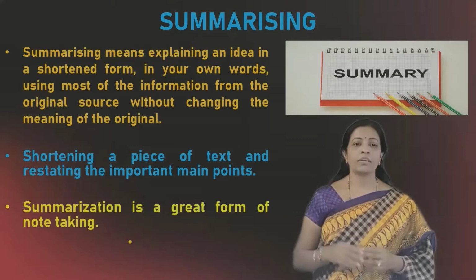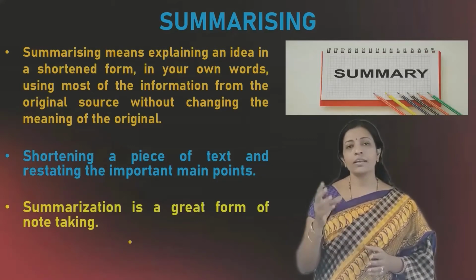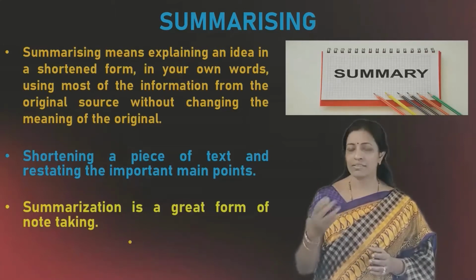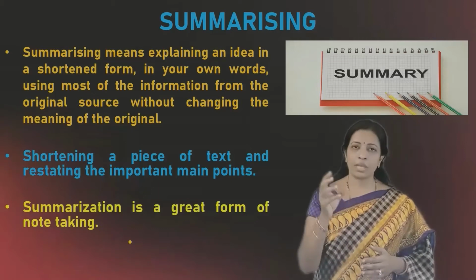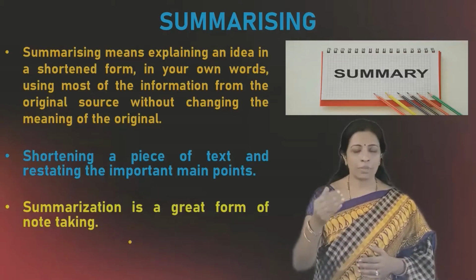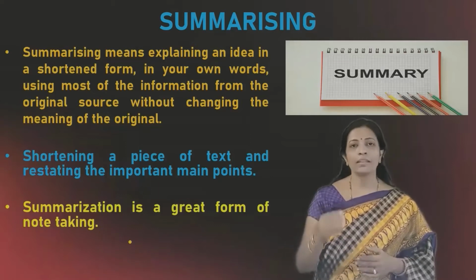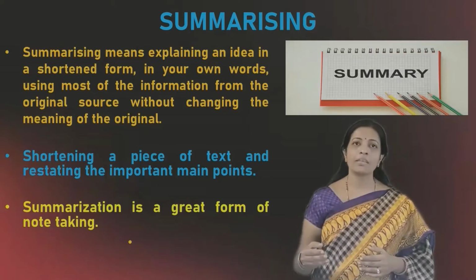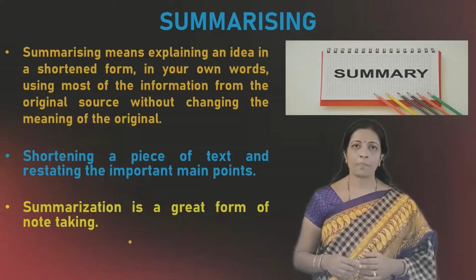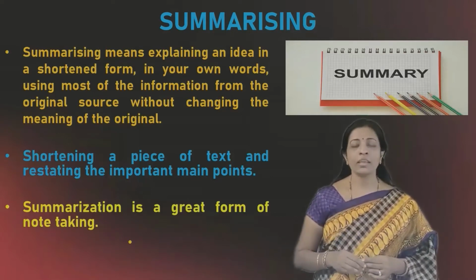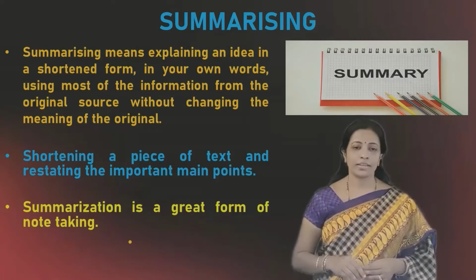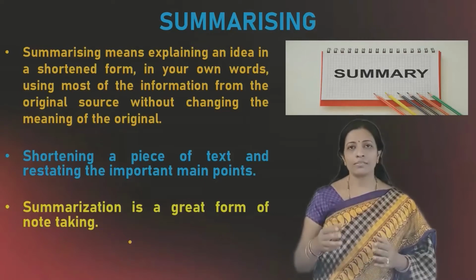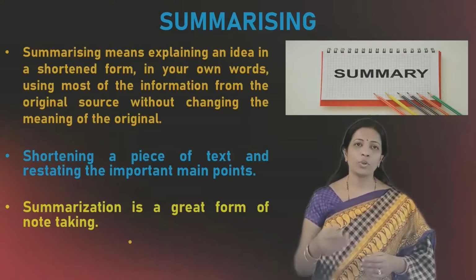Shortening of a text is actually nothing but restating the important points which have been discussed in that particular text. Whenever we read a text, there will be one main theme or main point. There may be a few supporting points, and then there will be certain examples to reinstate that point. So, when you are summarizing, you will try to list out the main points which have been discussed in the text. Summary is nothing but another form of note taking.